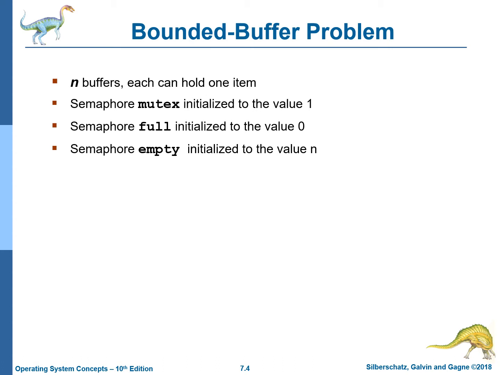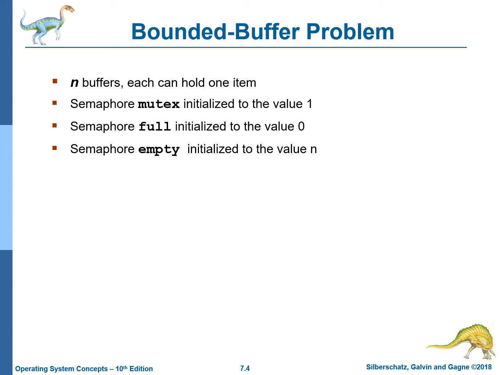The mutex semaphore provides mutual exclusion for access to the buffer pool and is initialized to the value 1. The semaphore mutex is initialized only to the value 1, in the context of the buffer pool.